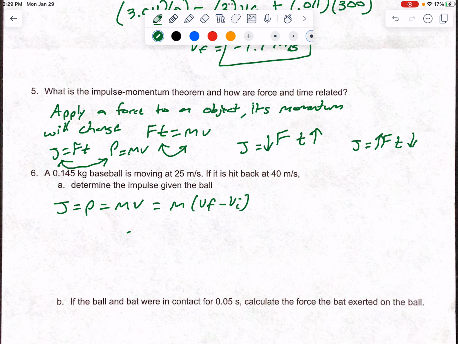So I'm going to plug in. My mass would be 0.145 kilograms times my final minus initial velocity. Now, be careful with this. It's hit back at 40 meters per second. So really be careful with this one. That would be a negative 40 for your final minus your initial, which is 25. So there's a big difference between negative 40 and 40. Okay. So you do the math and it comes out to be negative 9.43 kilograms times meters per second.